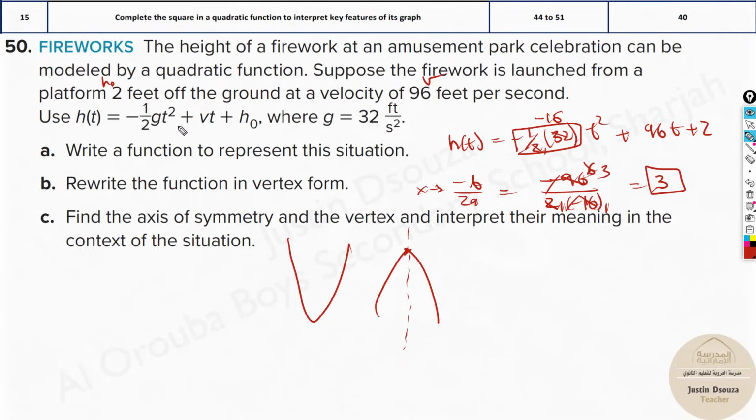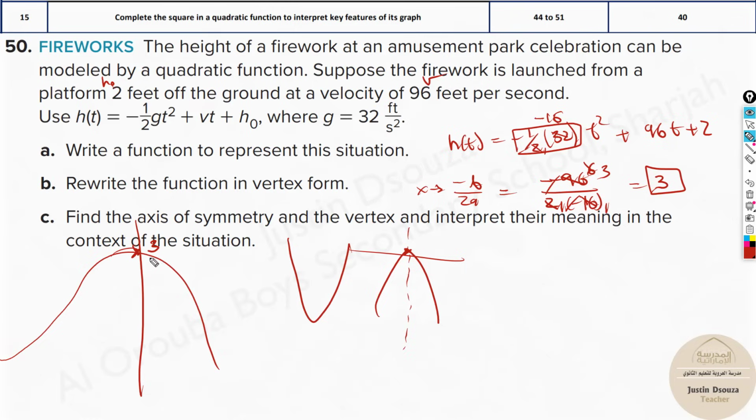Now here they have told us it's a firework, h of t is height and t is time. So we need to understand the y-axis is basically the height. From the vertex, we get the maximum height that the firework reaches. Imagine the firework goes like this and reaches its maximum at the vertex. So the maximum height can be found from the vertex. And that vertex basically cuts the parabola into symmetrical parts. That is the axis of symmetry, where the left side and right side are symmetrical.